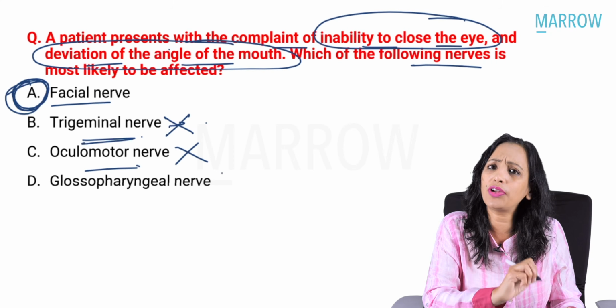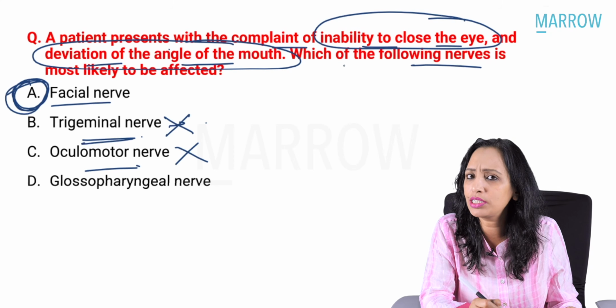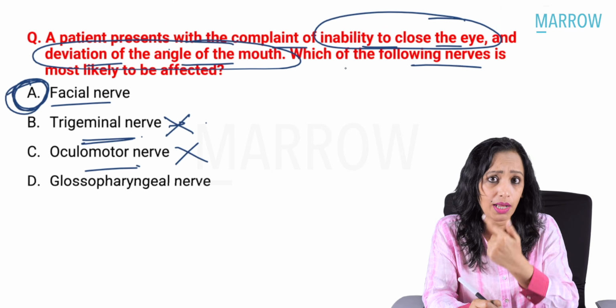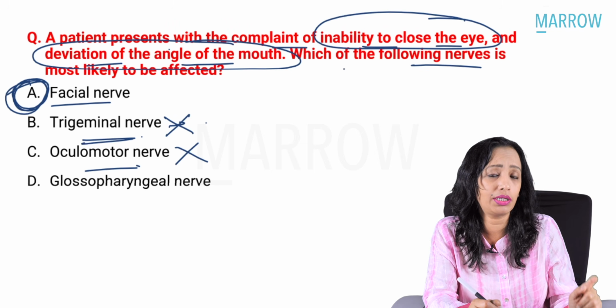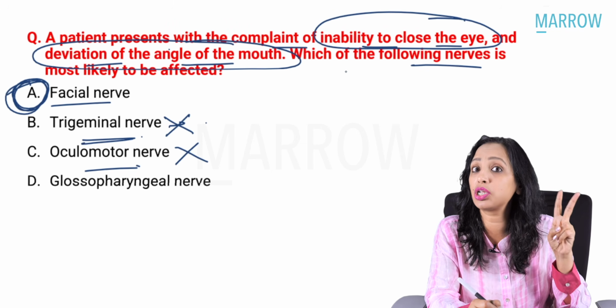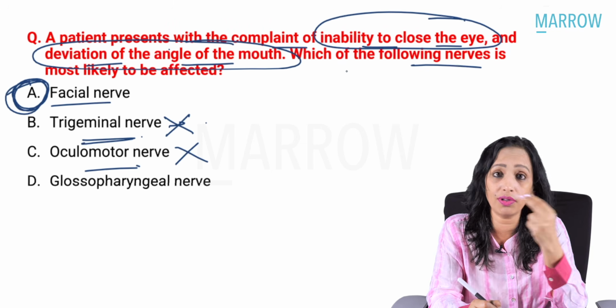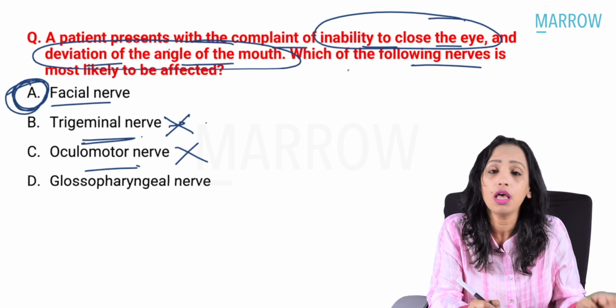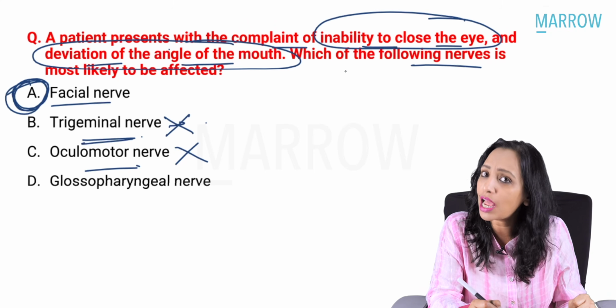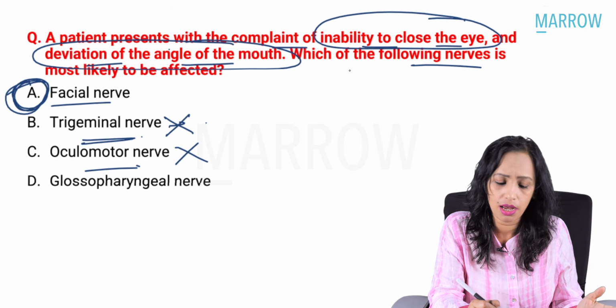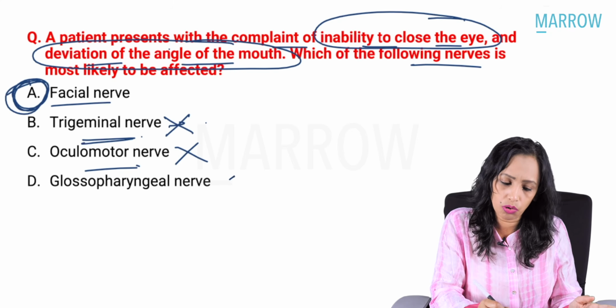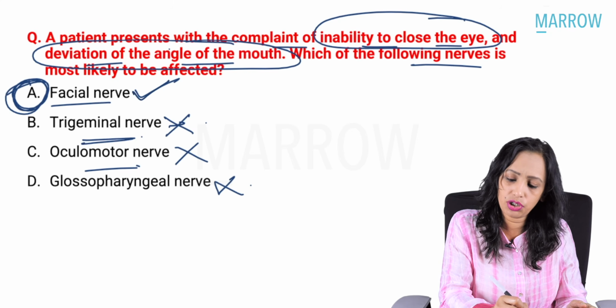So no. Glossopharyngeal nerve. What does it supply? It supplies the posterior one-third of the tongue. So there will be reduced taste sensation and reduced general sensation over that area. So the gag reflex will be absent. The only motor component of glossopharyngeal is stylopharyngeus, so there can be some dysphagia. But these two, no. So the answer is facial nerve.